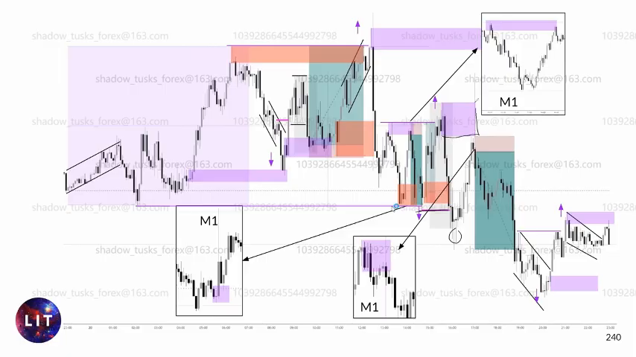And then we've got London close providing the mitigation. Obviously this is really, really big. So if you're taking from here to here, that's like your 1 to 3. So it's probably not worth it. So if you then want to refine that down, go down into the M1. As you can see, this would be the reaction from the M5 zone.